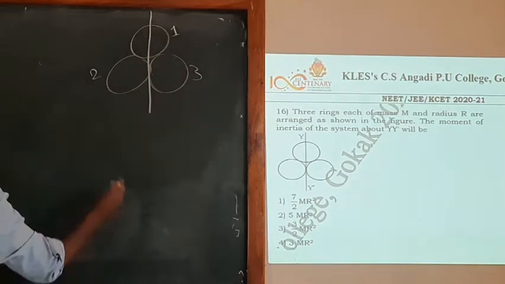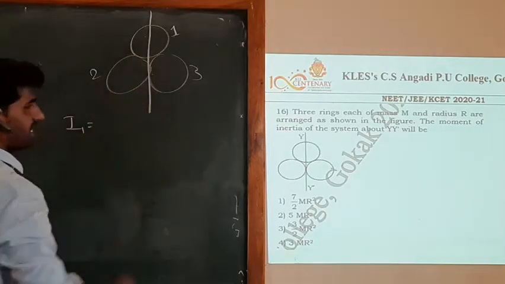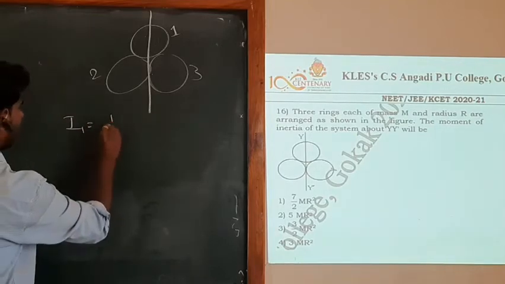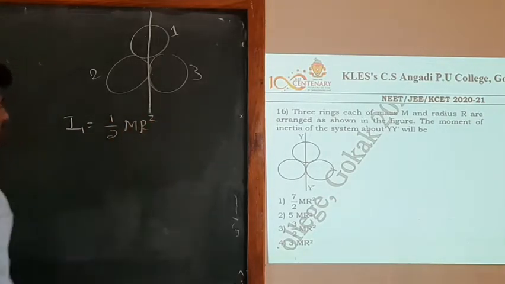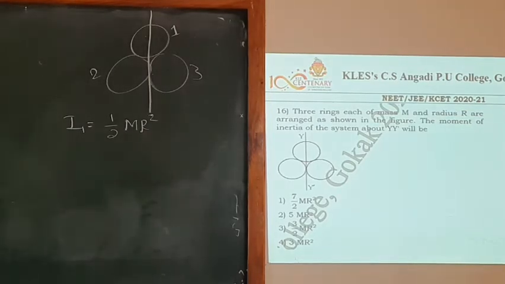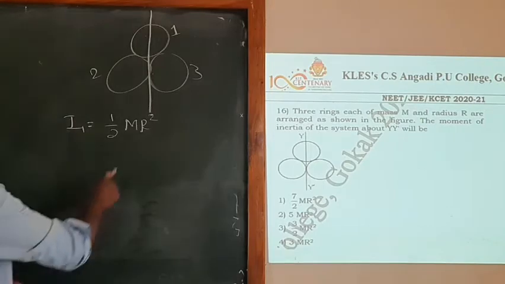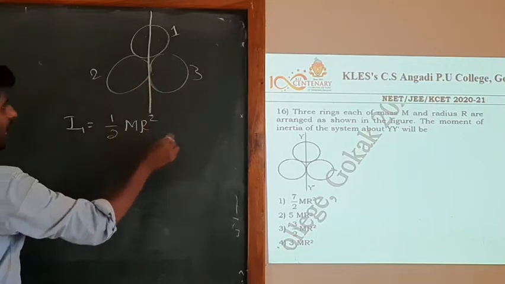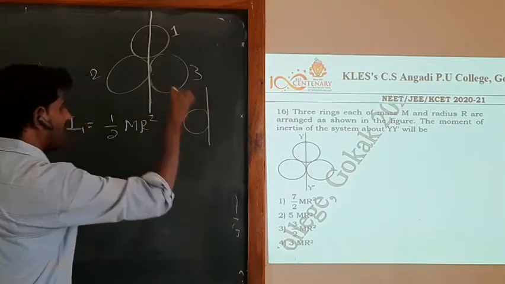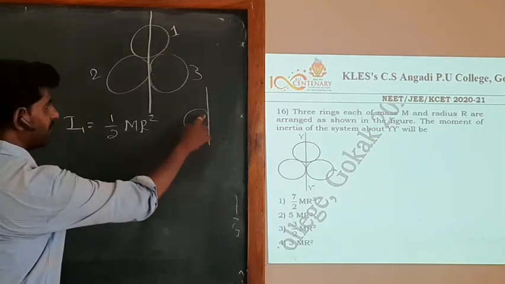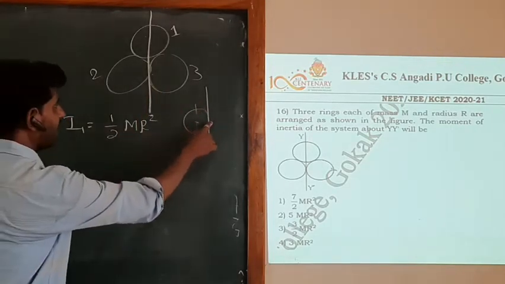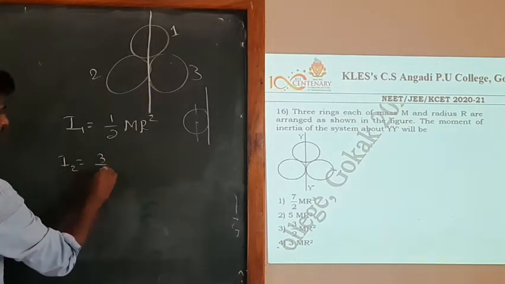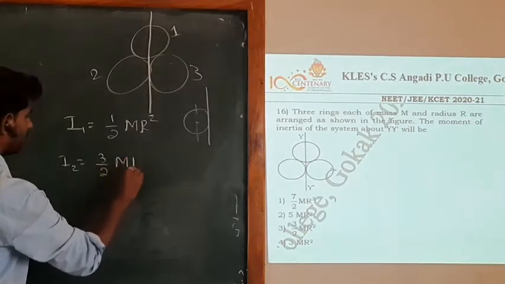For the first one, the moment of inertia about an axis passing through its diameter will be 1 by 2 m r square. See the diagram. That will be 1 by 2 m r square. And for the second and third, what about this axis of rotation? It will be a tangent parallel to the diameter. So for this case, we know the formula. That will be 3 by 2 m r square.